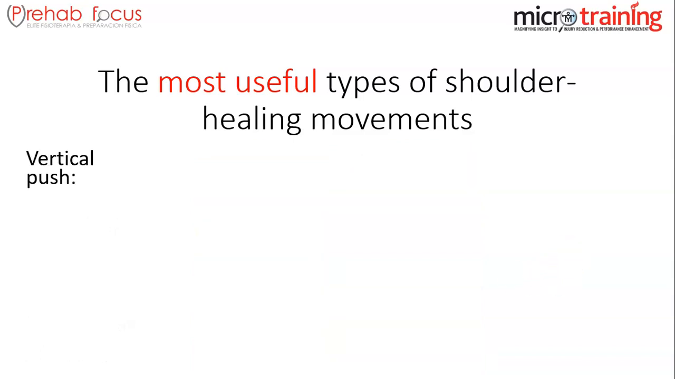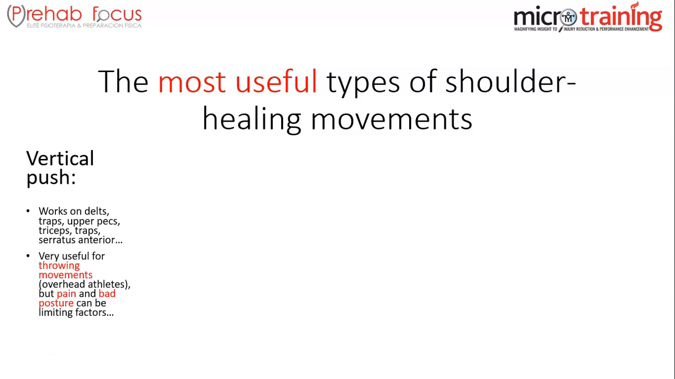Okay, now we will start talking about vertical push. Works on delts, traps, upper pecs, triceps, serratus anterior. Very useful for throwing movements, overhead athletes, but pain and bad posture can be limiting factors. This is very important to remember.